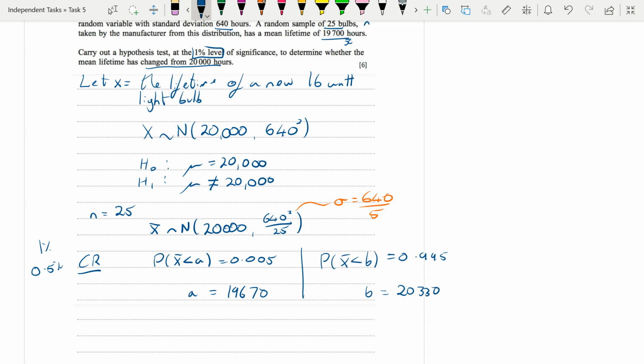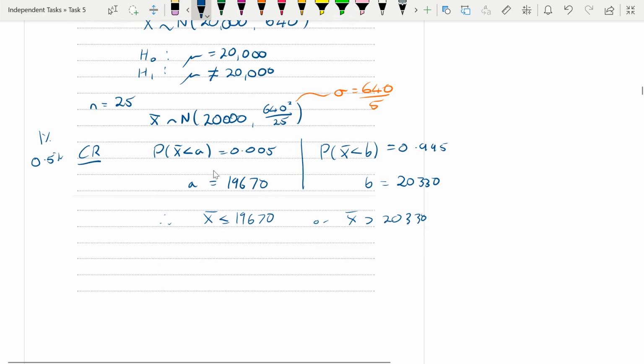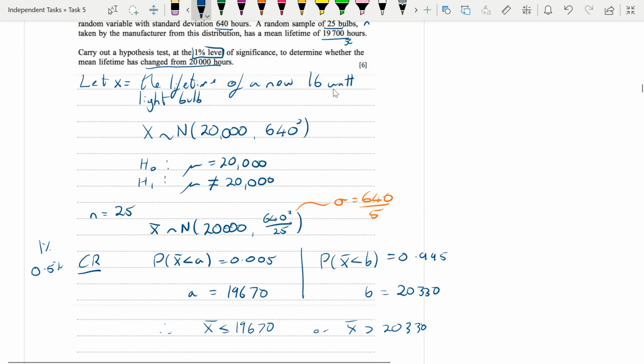Okay, so therefore my critical regions have to be x bar being less than or equal to 19670, or x bar being greater than 20330. And I got these values a and b from using my inverse normal on my calculator. Okay, my next step is I'm going to compare the observed value to my critical regions, and see does it fit in, which it doesn't. Okay, it's not less than this smaller value, and it's definitely not bigger than the other value. So I'm going to state that quite obviously.